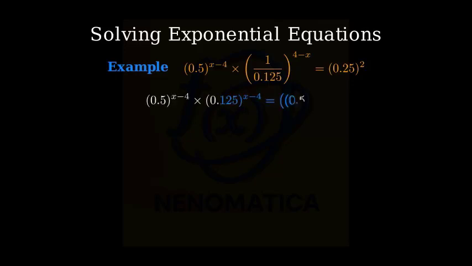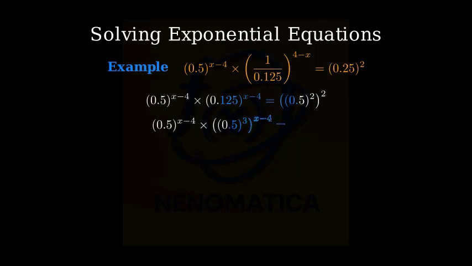First, let's simplify this fraction. 1 over 0.125 equals 8. So our equation becomes 0.5 raised to the power of x minus 4, multiplied by 0.125 raised to the power of x minus 4 equals 0.5 to the power of 4.